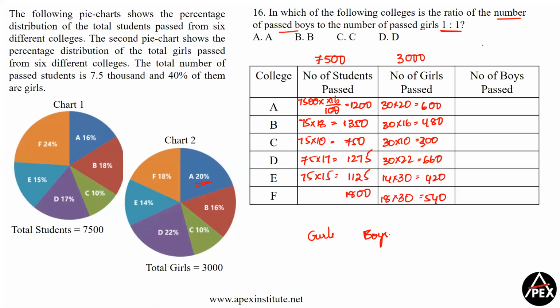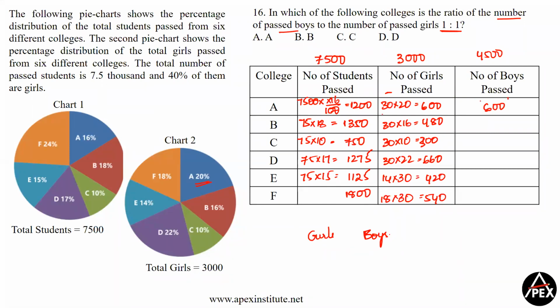540. Perfect. Now we have the total number of students passed from each college and total number of girls. Can we determine the number of boys passed from this college? So total will be 4,500. Perfect. From each college. Yes. Total number of students minus total number of girls will give us the total number of boys passed from each of these colleges, isn't it? So 1200 minus 600. This is 600.